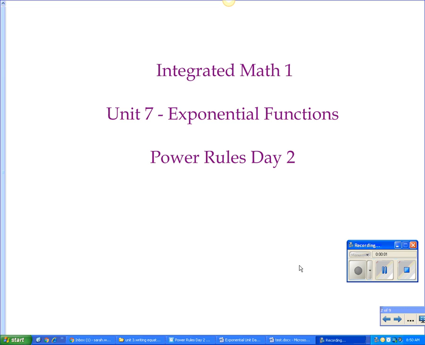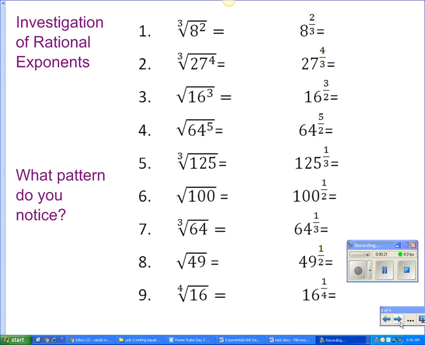Today's lesson is on Power Rules Day 2, and you will have a quiz on this stuff on when? Friday, which is tomorrow. Okay, so let's go ahead and get started. First thing we're going to do is just work through some of these problems.